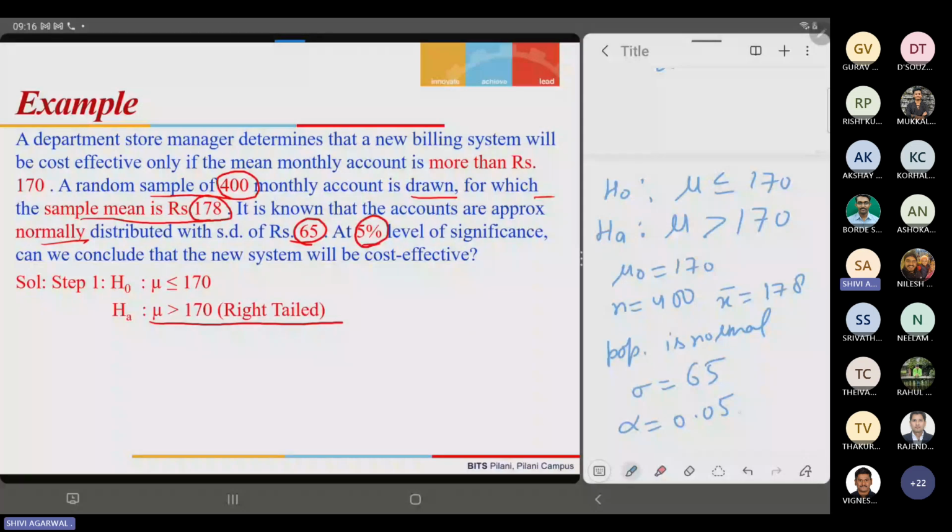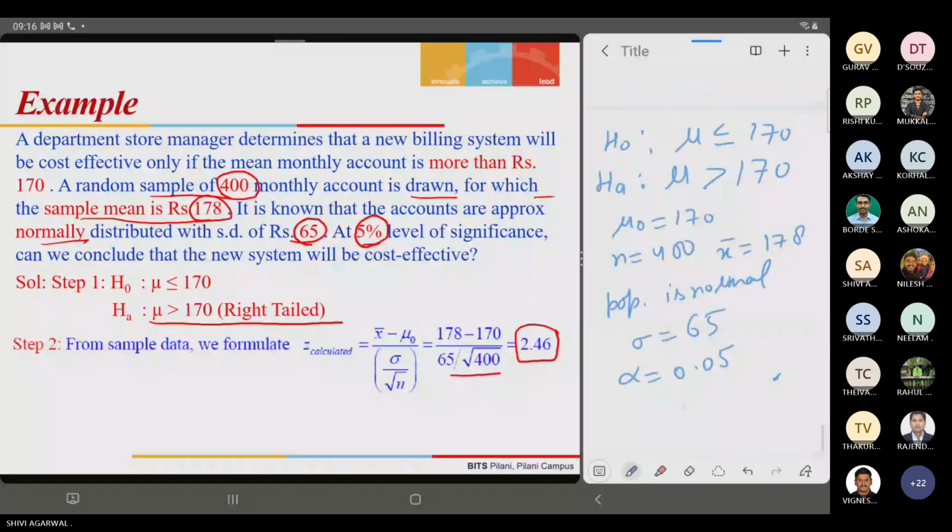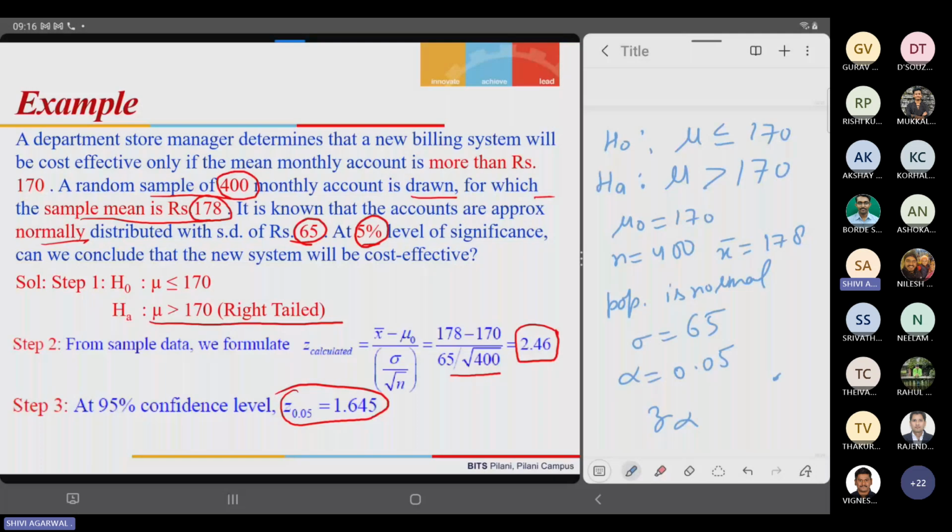Correct? Next part is what? Find out the Z statistic. x bar minus mu naught upon sigma upon root n, it is coming 2.46. The next part is what? We have to find out the Z alpha. Z alpha, Z 0.05 is 1.645. Got it? Now, what is the conclusion?